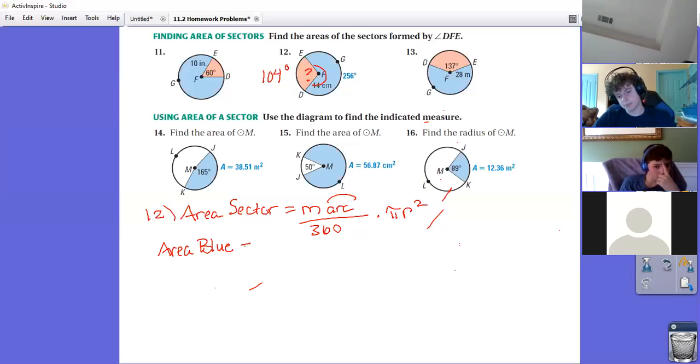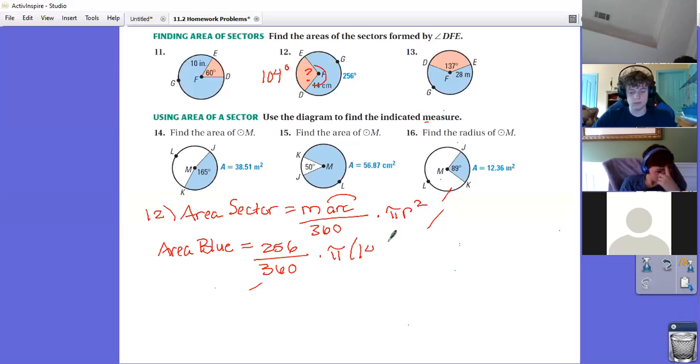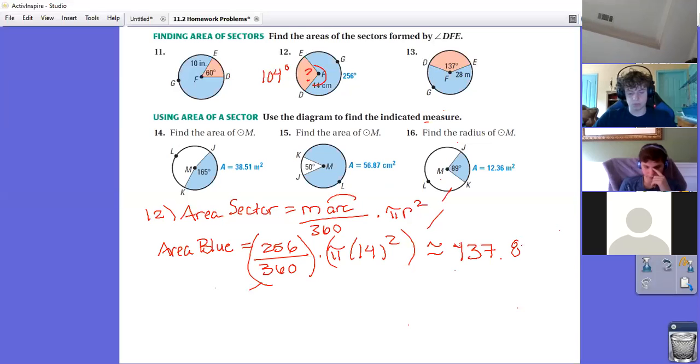So I know that angle is 256 divided by 360. And then I know the radius is 14. And you can actually enter this whole thing in your calculator. And you get approximately 437.87 for that area. And then you're going to do the same thing for the orange.